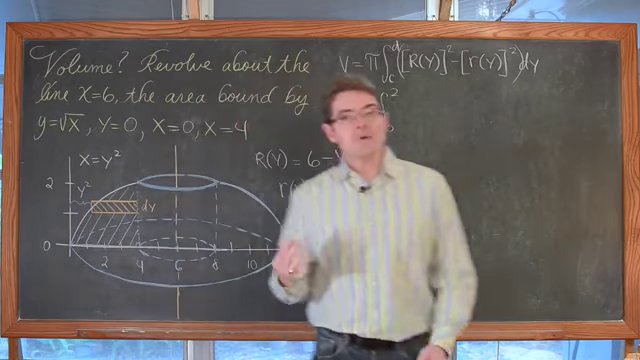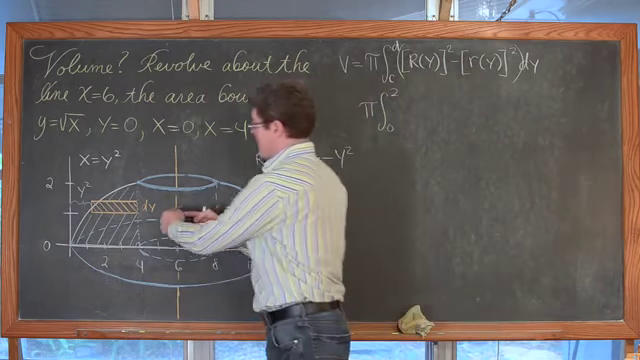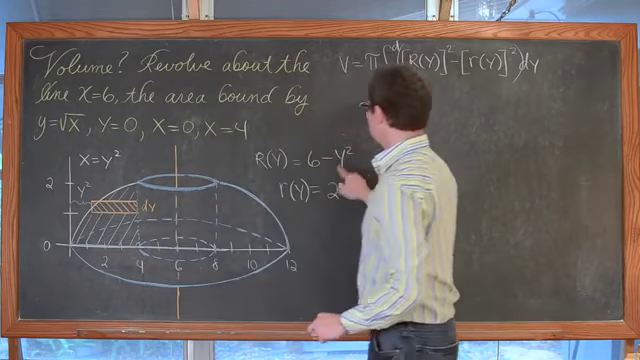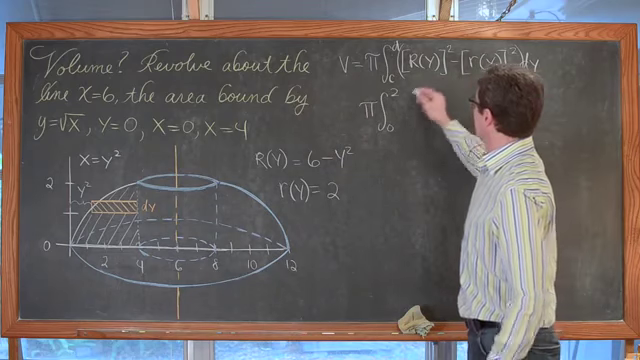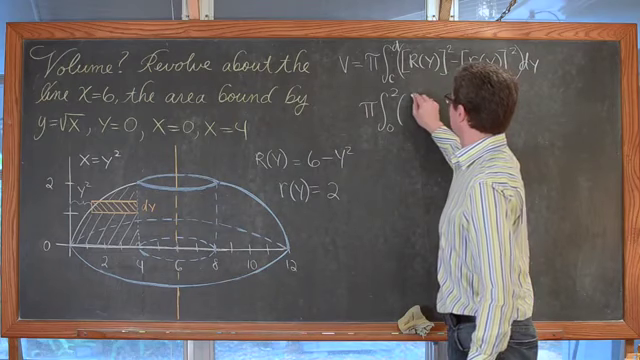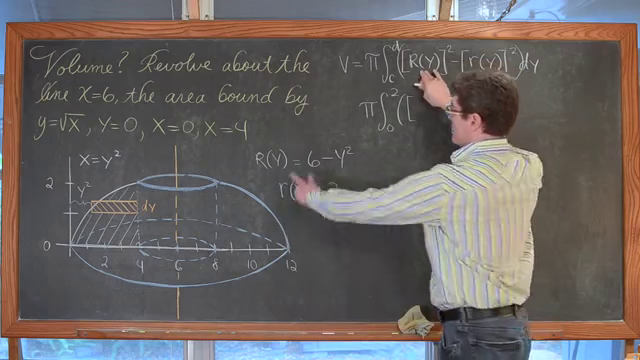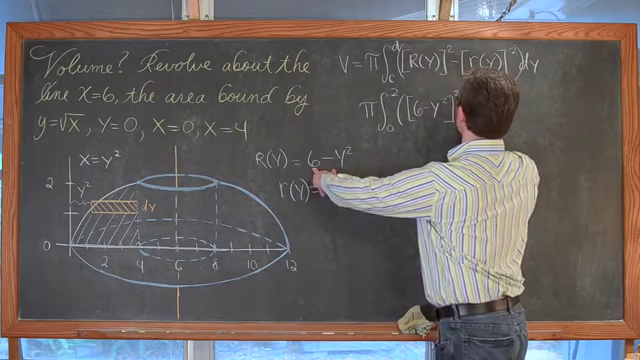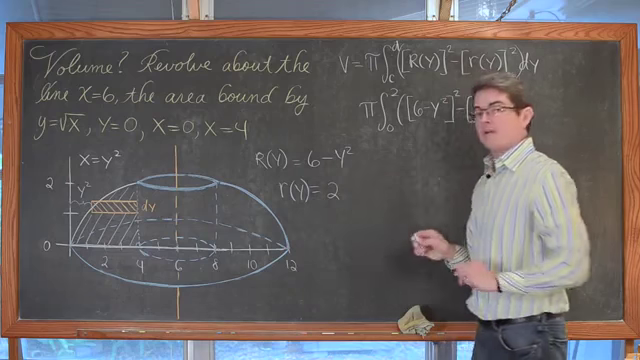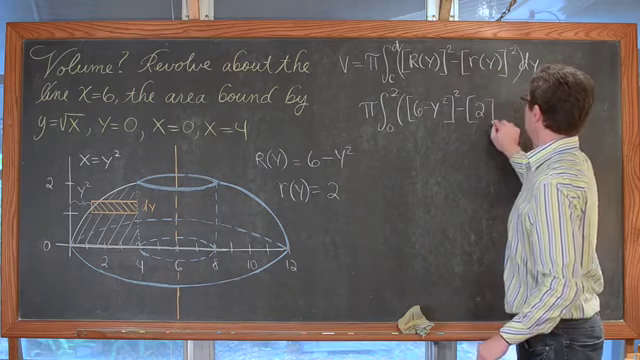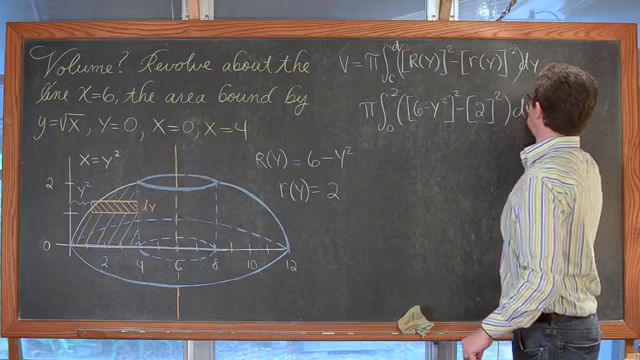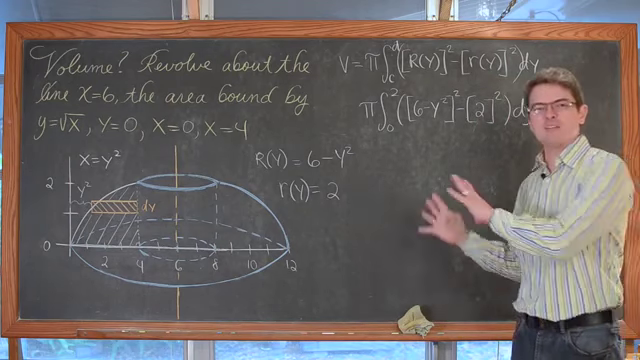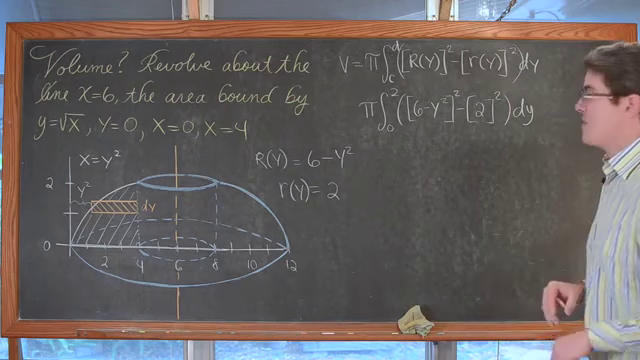Now that I have my two radii set up from my axis of rotation, my large outside radius and my inside radius, I can finish filling up my formula here, which is going to be capital R of y, which is 6 minus y squared, minus my inside radius, which is a constant value of 2, squared, dy. And now I'm going to step off if you want to try this on your own, but I'm going to reveal it step by step so that you can too.